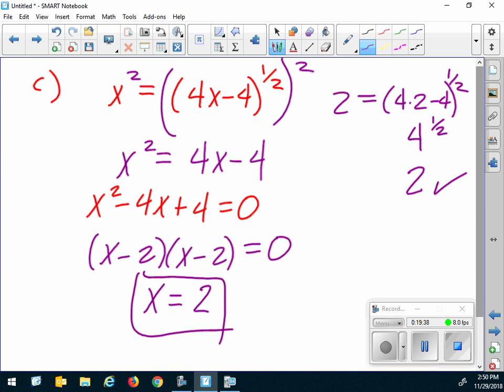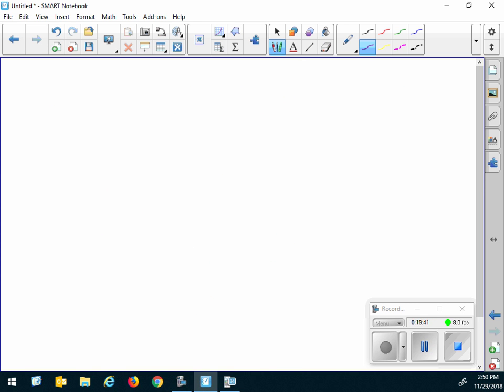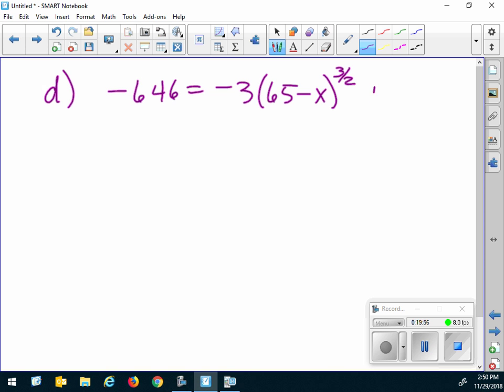Part D. Now we're getting into something you're probably going to want your calculator on. Negative 646 equals negative 3 times 65 minus x to the 3/2, plus 2. Now I would want my calculator. How am I going to solve this thing?